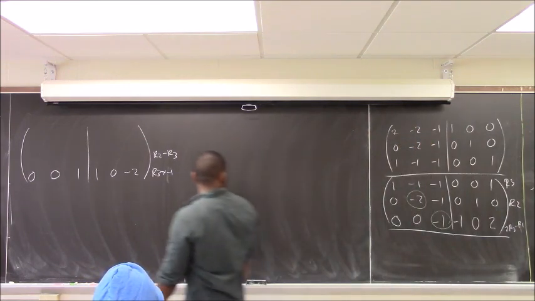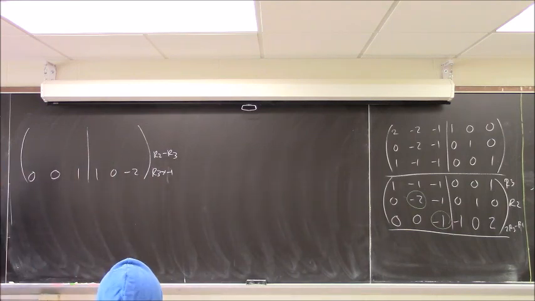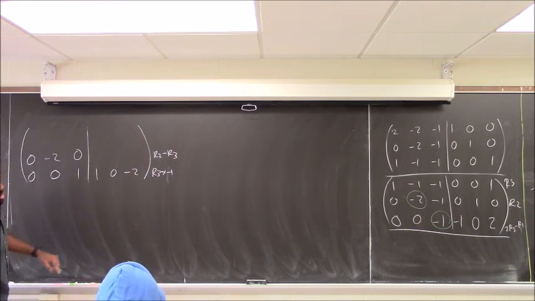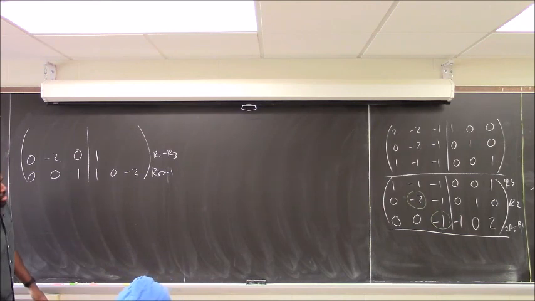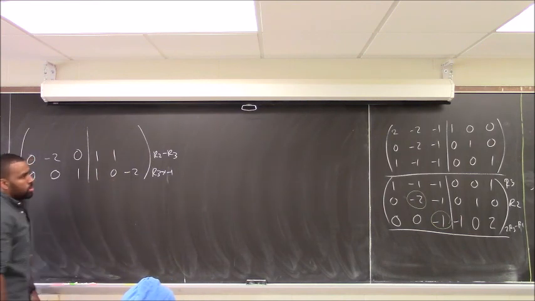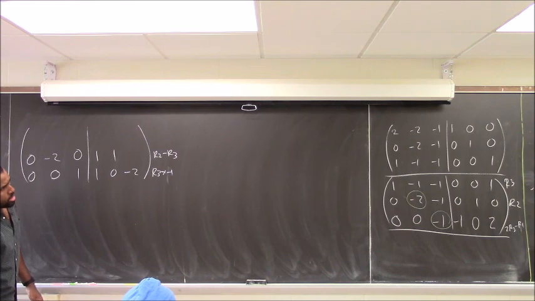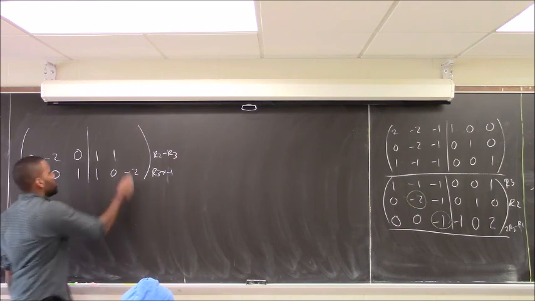So I did a type 3 at the bottom. And here, what I can do is row 2 minus row 3: 0 minus 0, minus 2 minus 0, minus 1 minus a minus 1, 0 minus a minus 1, 1 minus a 0, and I can do a 0 minus a 2.